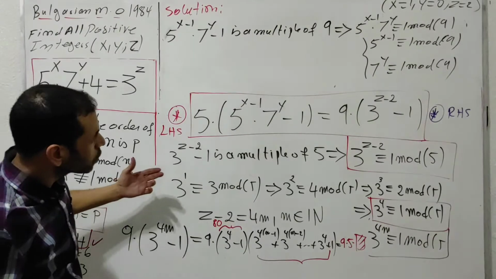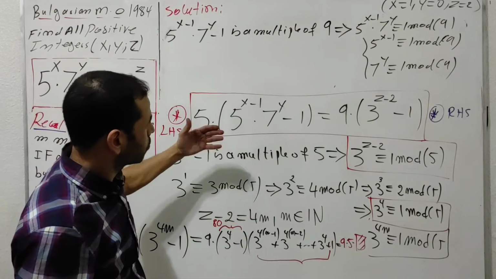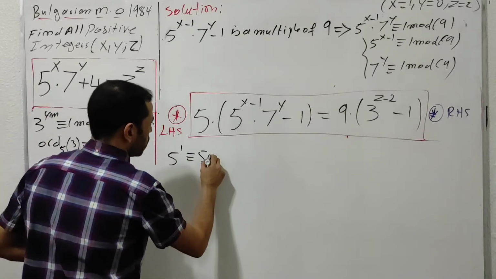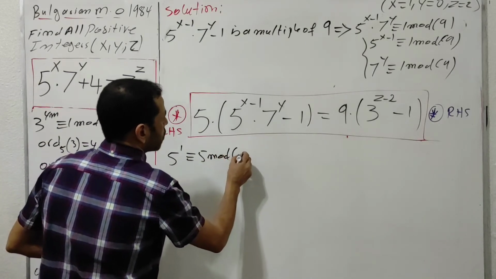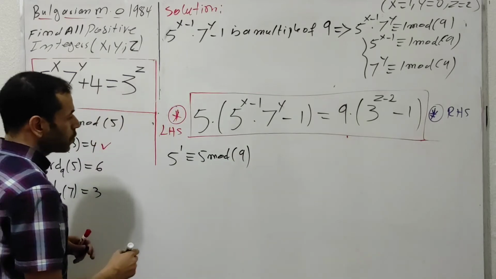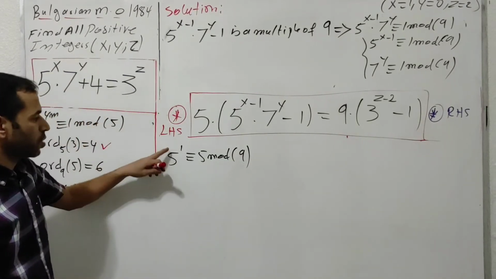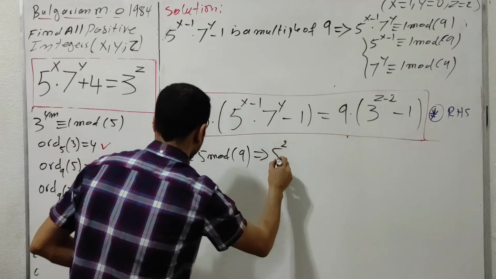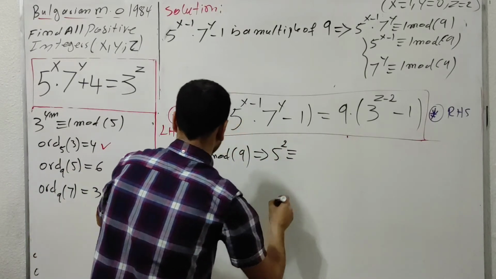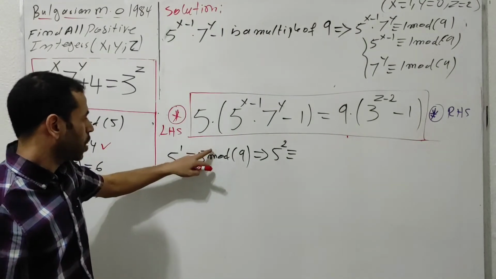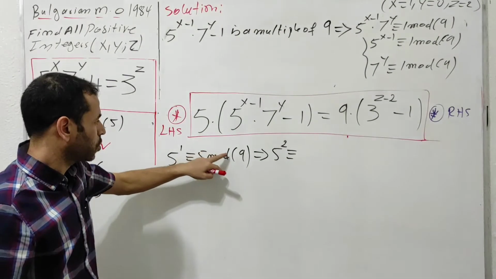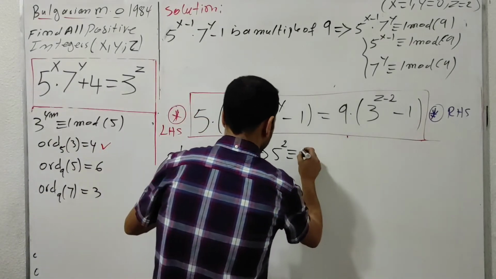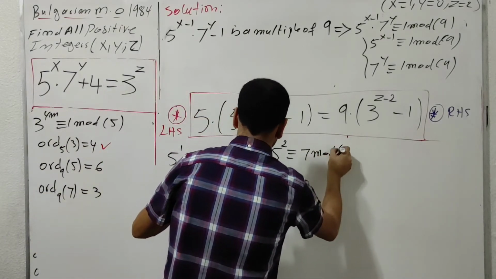Okay, so let's clean up this board and move on to the next step. I have 5 to the 1 is congruent to 5 mod 9. I'm going to multiply both sides by 5. We'll get 5 squared is congruent to 25. I have 7 more, because 9 is a multiple of 18, so we'll get here 7 mod 9.